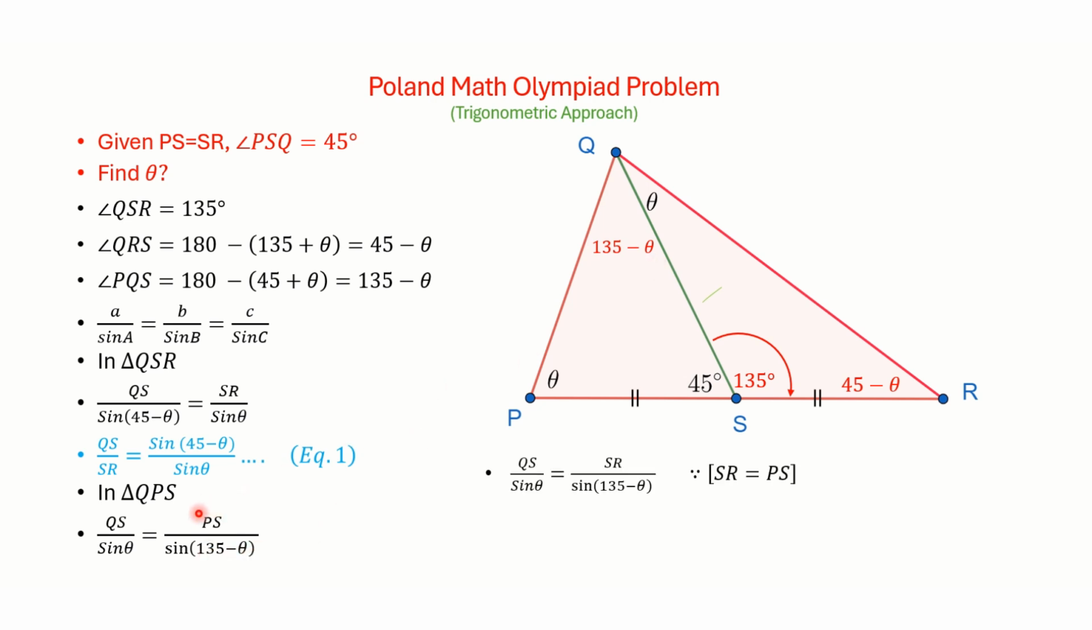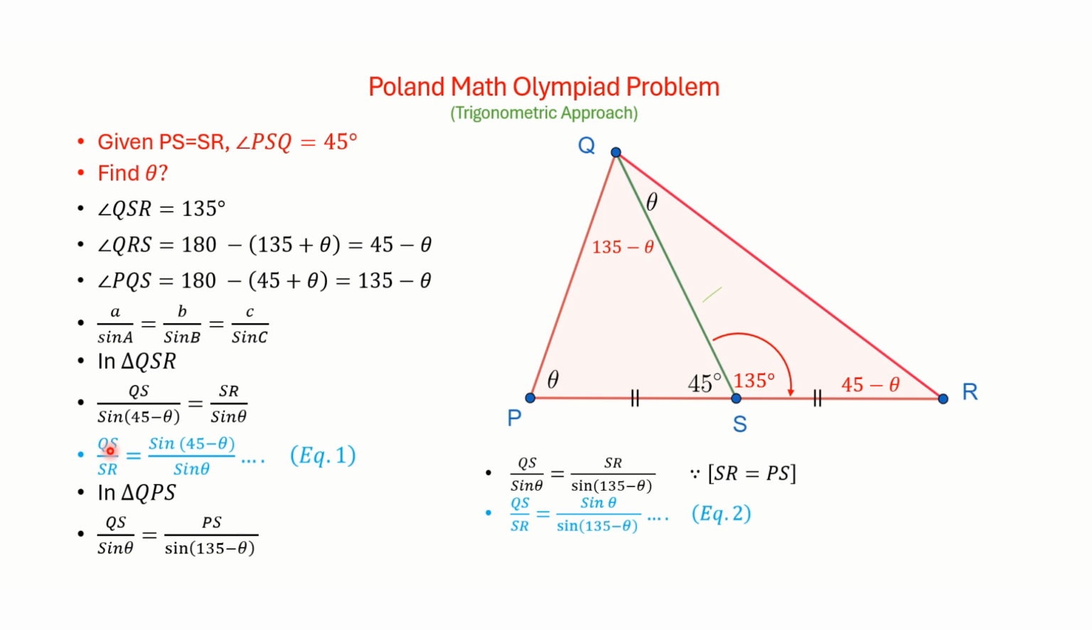And we know that PS, this length is equal to this length, this means PS is equal to SR. So, I can plug it here. So, PS equals SR. So, now I can cross multiply, then I will have QS divided by SR, and this is equal to sine theta divided by sine 135 minus theta. So, this is my second equation.